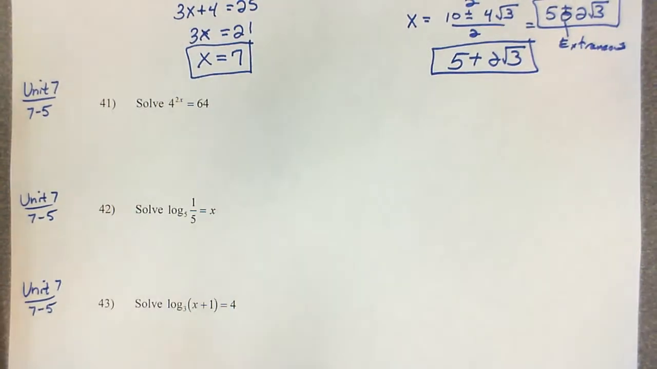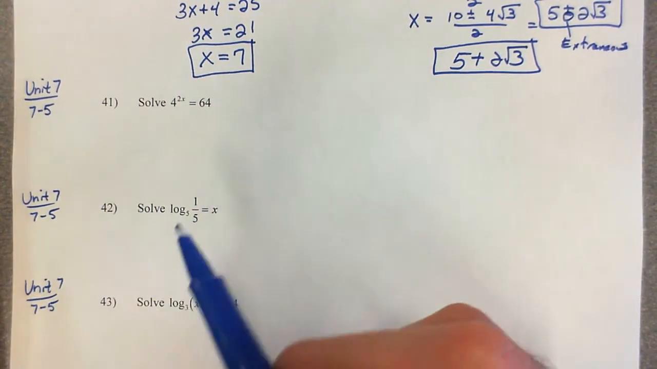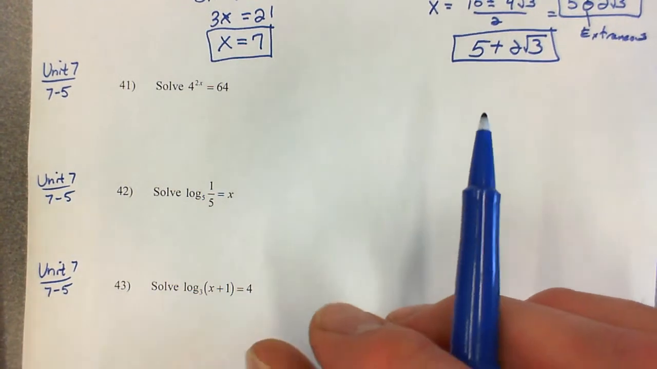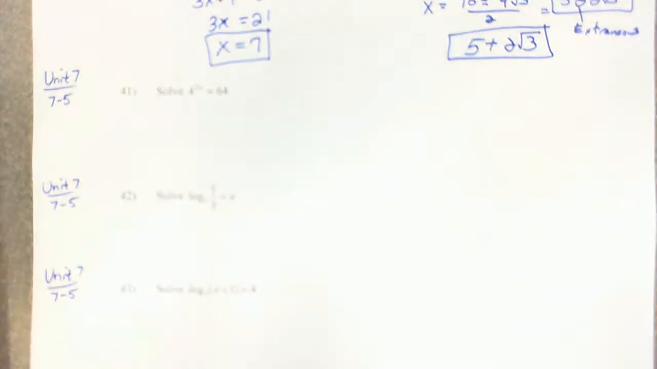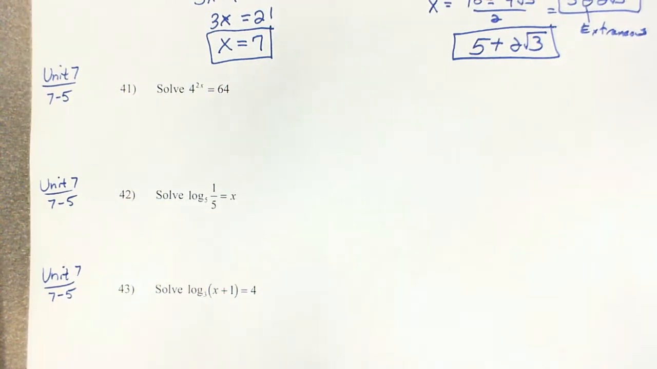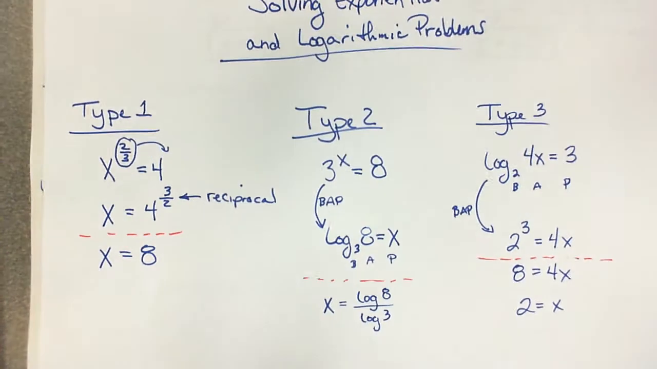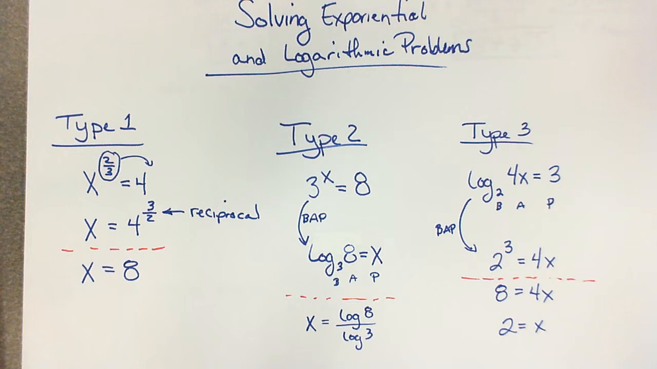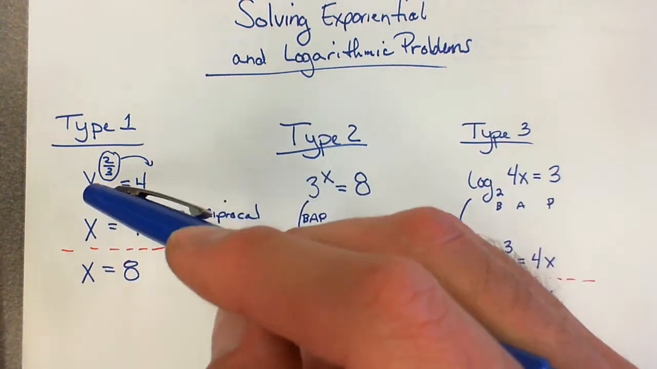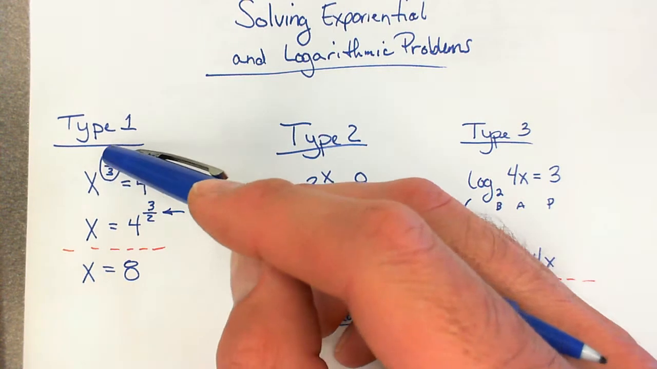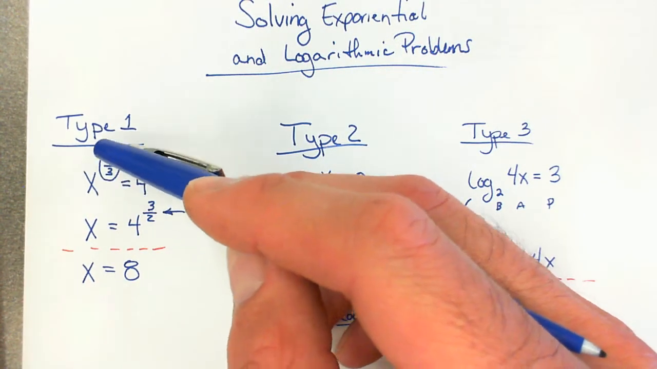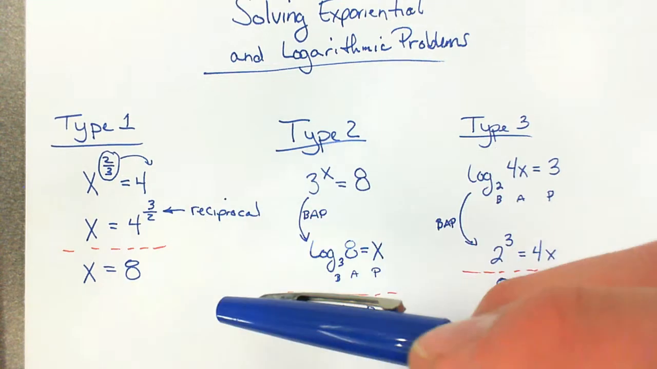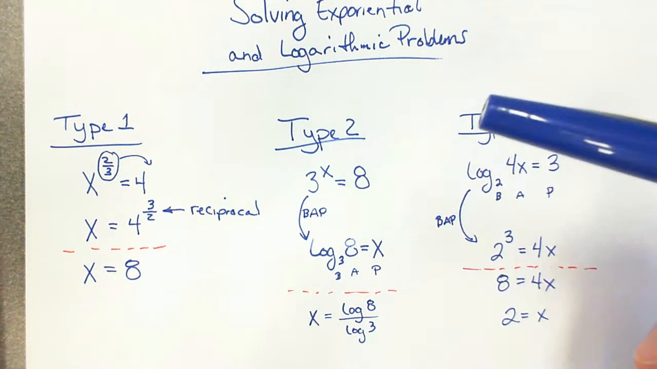Okay, in numbers 41 through 43, we're going to do some problems from Unit 7 on solving. On number 41, first thing we have to decide is what kind of problem this is. Remember, there are three types of problems that we covered when we were doing exponentials and logs. Type 1, we started with x to a power equal to a number, and in this type of problem, we brought the power over by doing the reciprocal power. So this was 2/3, this was 3/2.